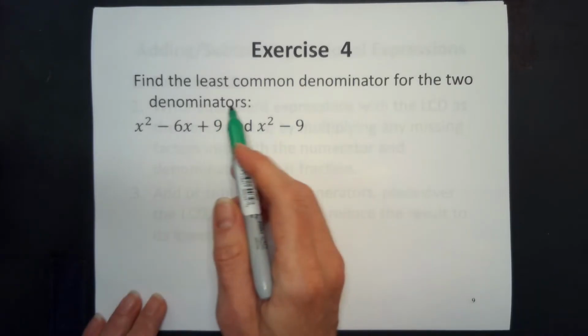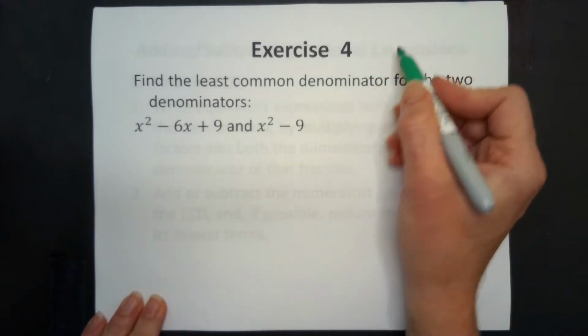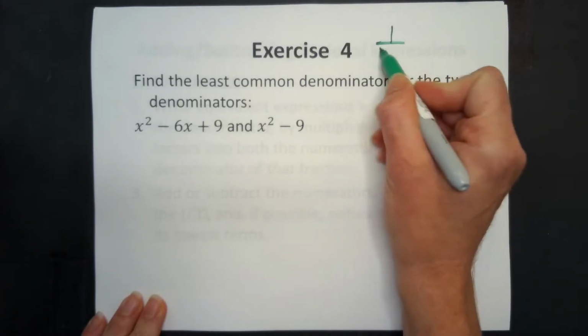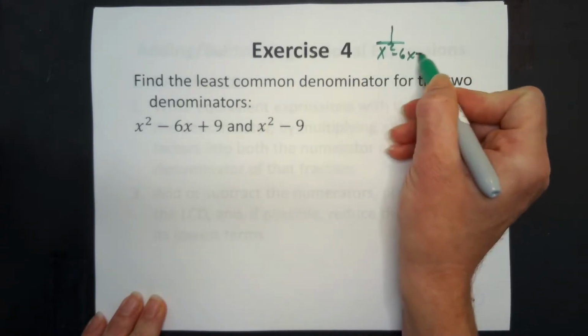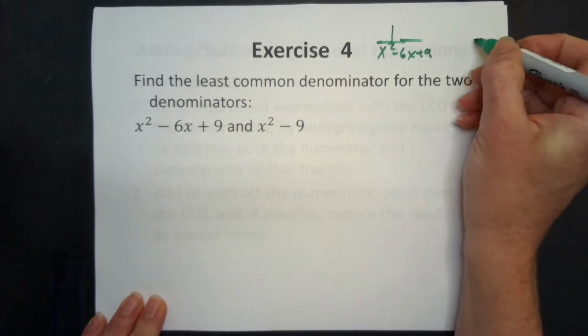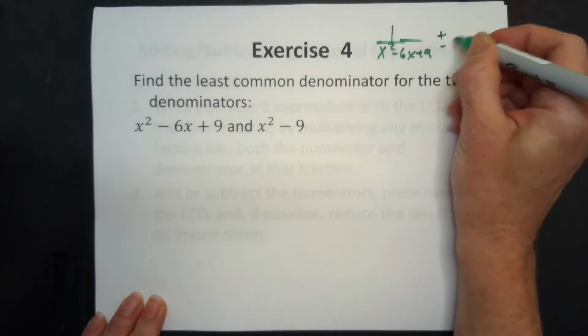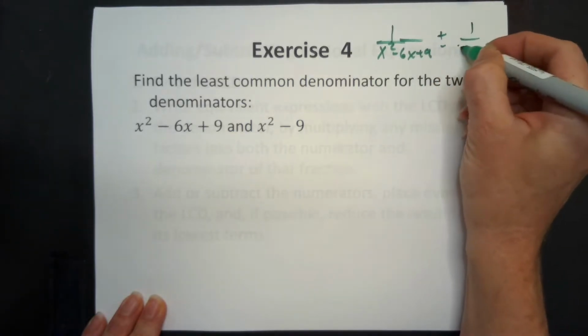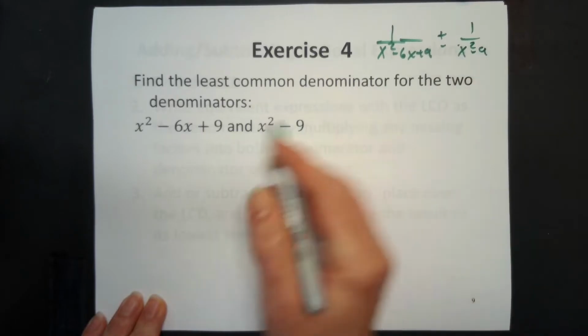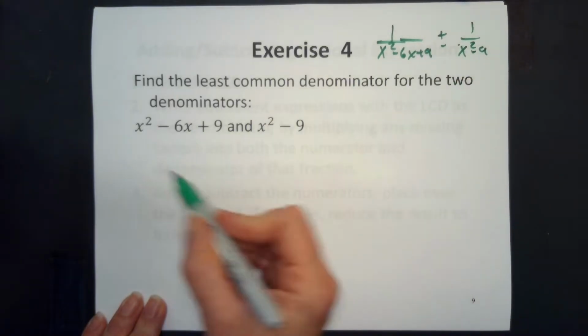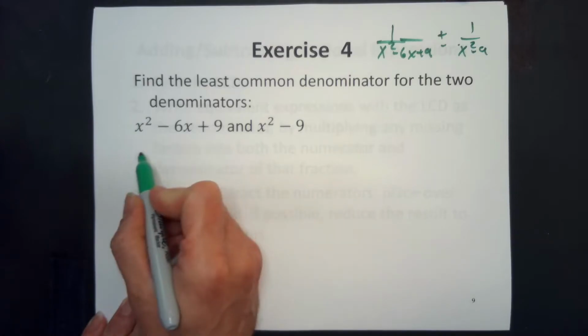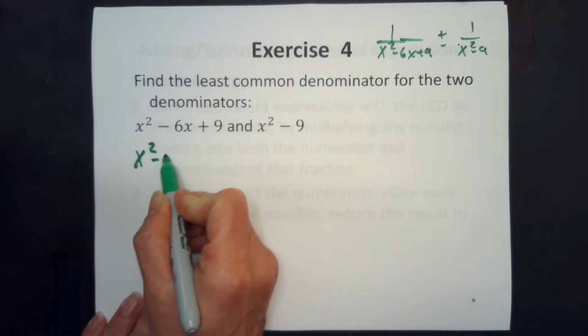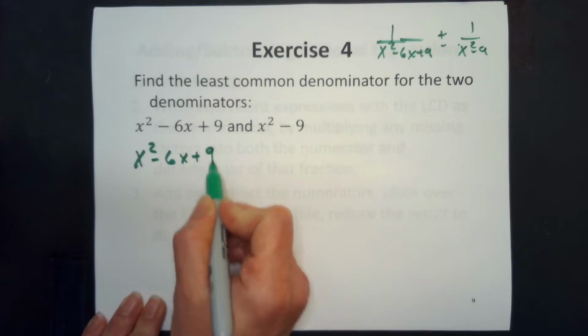So it says find the least common denominator for the two denominators. So it's assuming we have two fractions out here. We have 1 over x squared minus 6x plus 9. And we want to add or subtract or whatever, to 1 over x squared minus 9. So they're saying these are our denominators, so we need to find the least common denominator for both of these. So we need to factor them. So I'm going to write them as is right here.